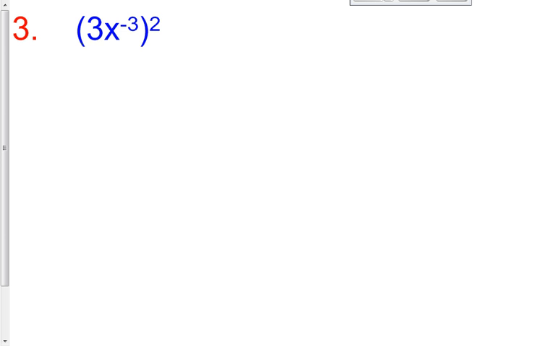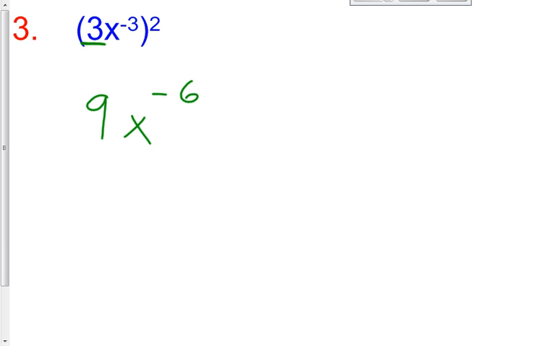So we have 3 squared, that is 9, and then x raised to the negative 3rd, squared. We multiply those two exponents together and get x raised to the negative 6th. Now, one property of exponents that you might remember is that you can never have a negative exponent in your answer. That is mathematically incorrect. So whenever we have a negative exponent, we can move it from the denominator to the numerator and change the sign, or move it from the numerator to the denominator and change the sign.